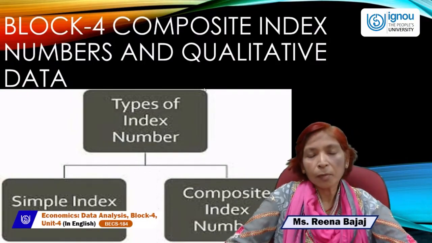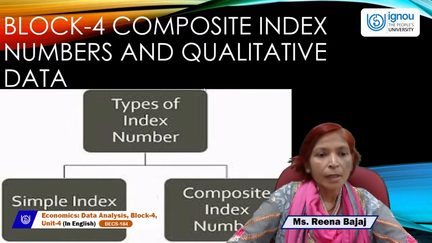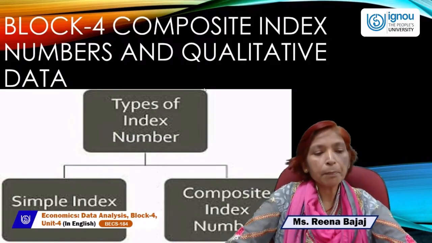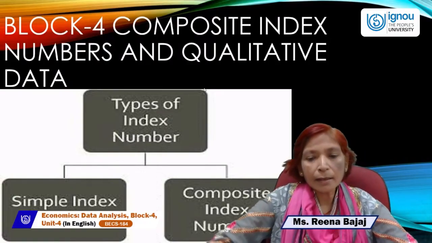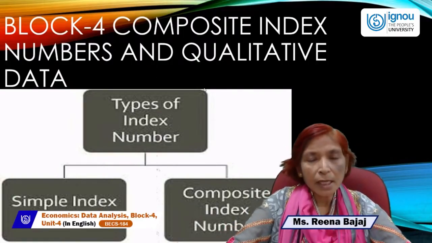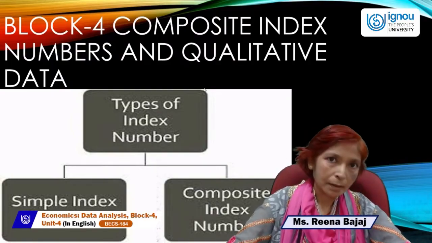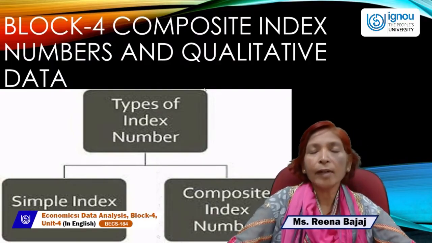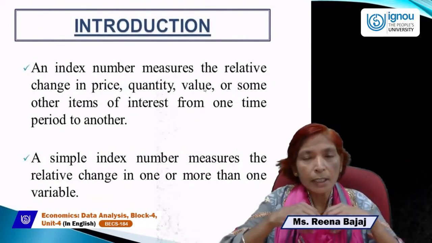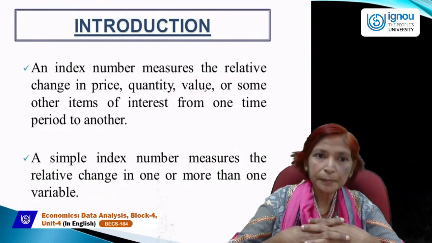So let us start from this topic, index number. There are two types of index number. One is simple index number and the other is composite index number. These are the two main types of index number. But what is the meaning of index number? So let us first introduce the concept of index number.